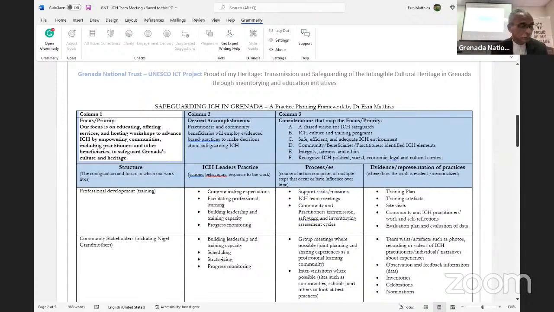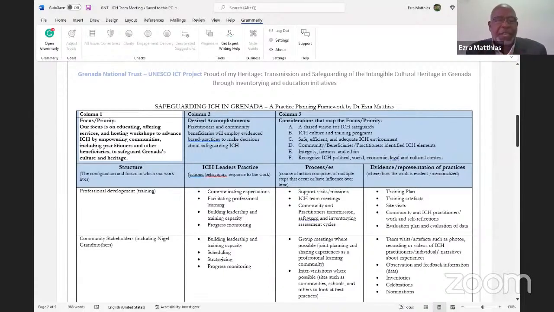Community and practitioners will be doing their transmission work, the safeguard work, and inventorying assessment cycles. Evidence of that work as far as professional development, there was a training plan, training artifacts. Adriana went through some of that. We hope to do site visits coming up as a team. There'll be community and ICH practitioners work and self-reflections. We'll be doing that today, evaluations and so on. So that's the kind of things we will be doing on the professional development part of the structure.